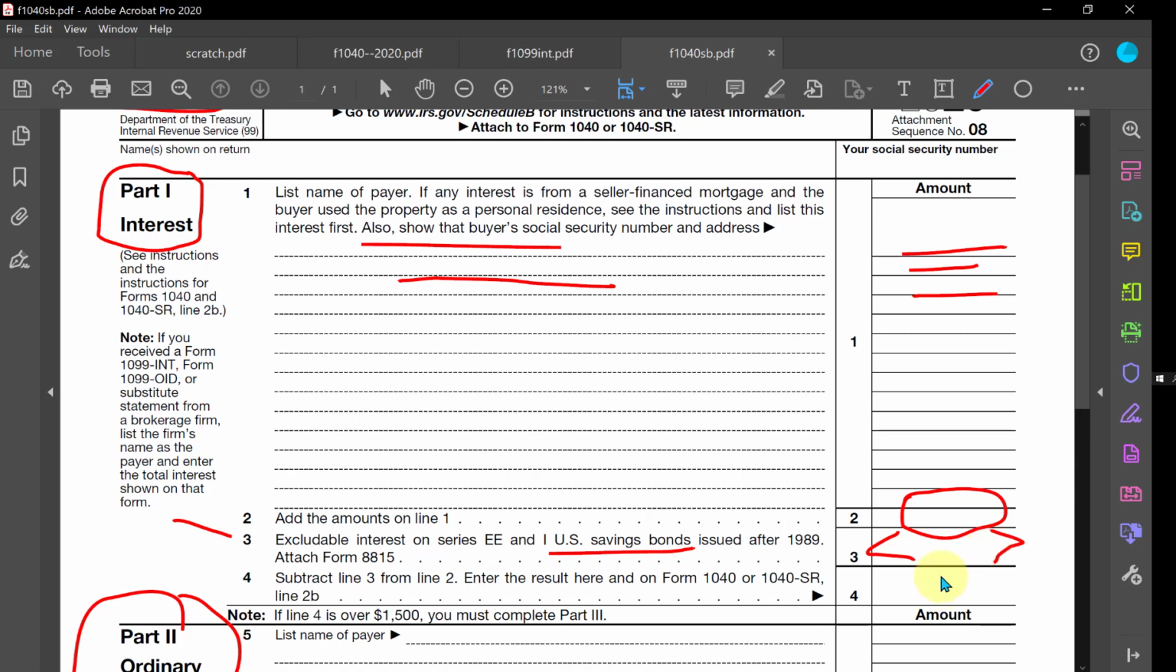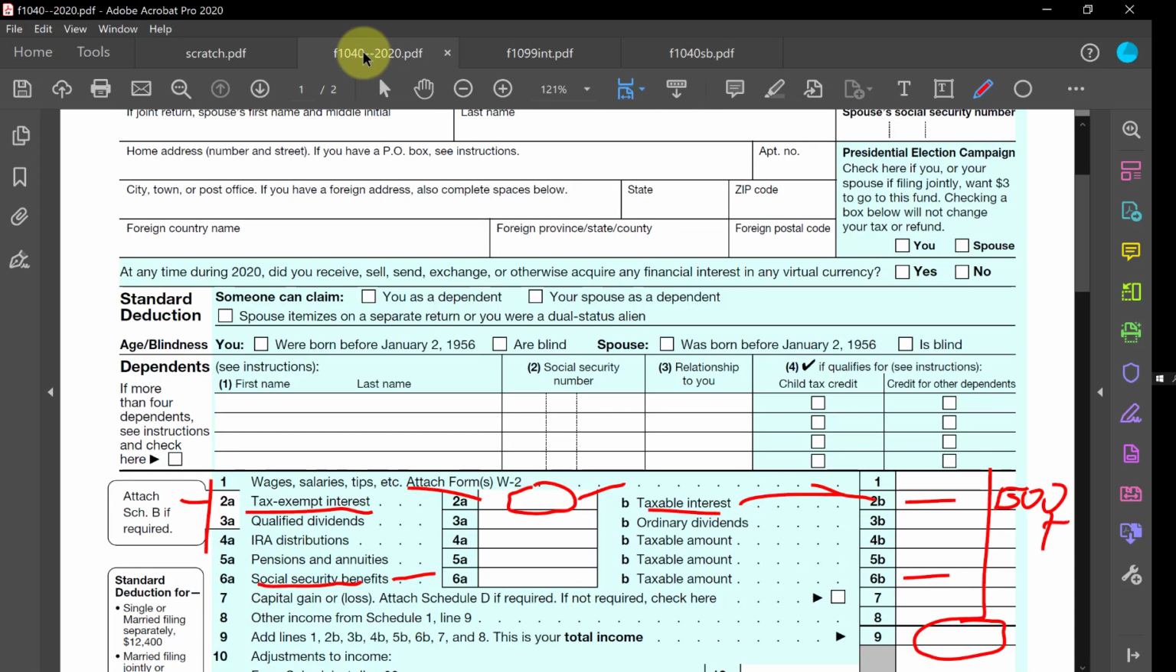Okay, and then this grand total down here would be reported back on the 1040 form here in line 2B.